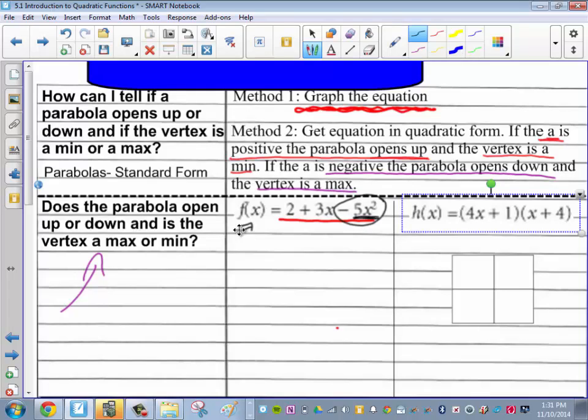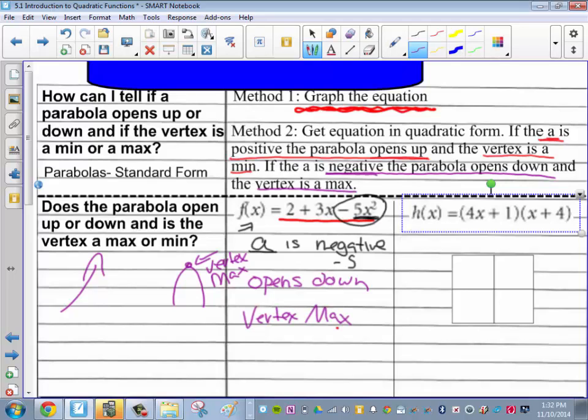So in this situation, our A is negative, right? It's actually negative 5. Let's go back up here and look. In this situation, if A is negative, the parabola opens down. So we know this opens down. And because it opens down like this, the vertex right there is a max. So we know the vertex is a max.